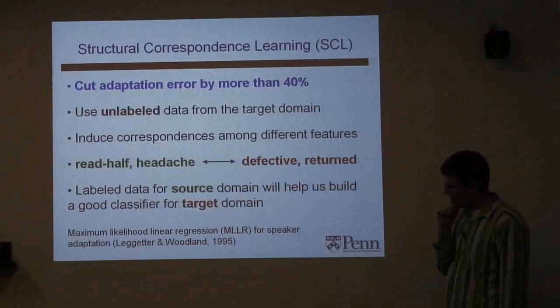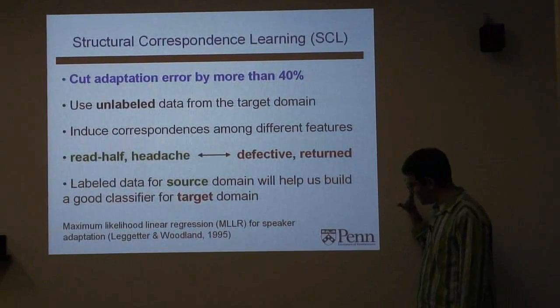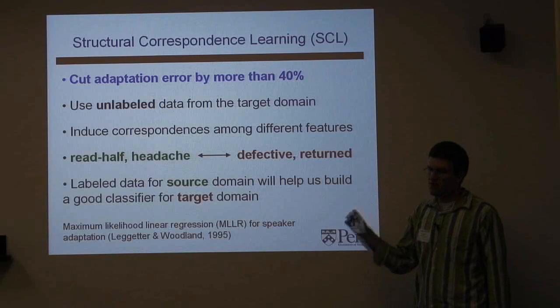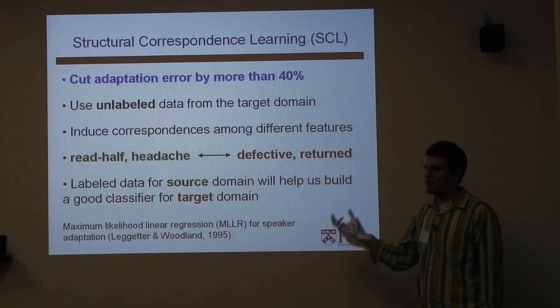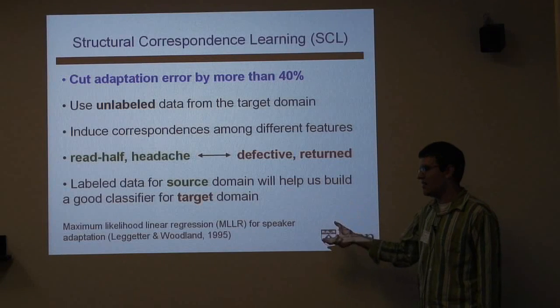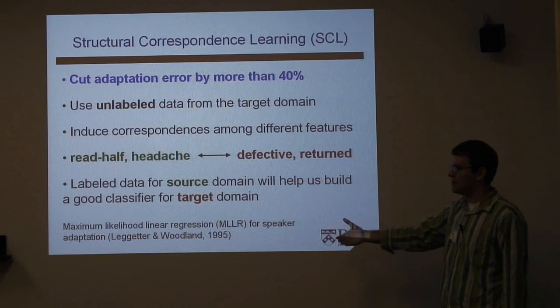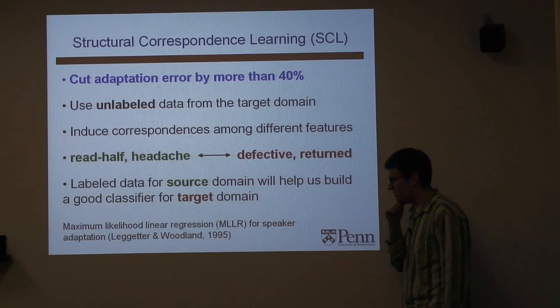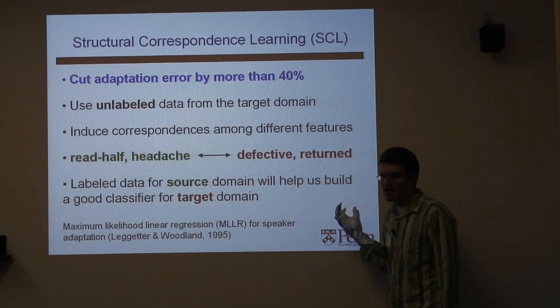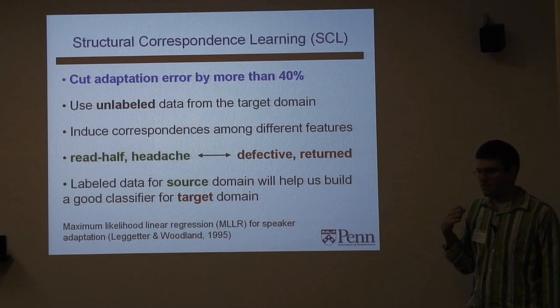Okay, so actually, as far as I know, we're the first people to use this kind of idea for text. But for those of you who know speech, this is a fairly common problem setup there, where they want to do speaker adaptation. There's a technique called maximum likelihood linear regression, which works pretty well for them. The setup is almost identical, but the techniques are going to be quite different.